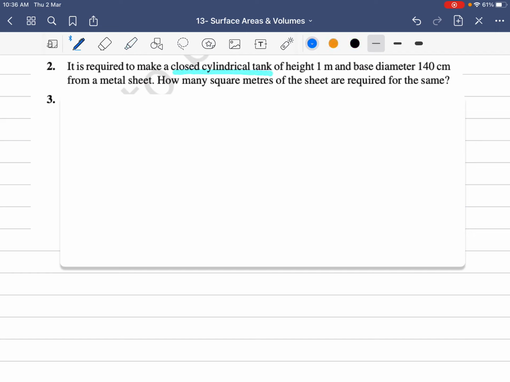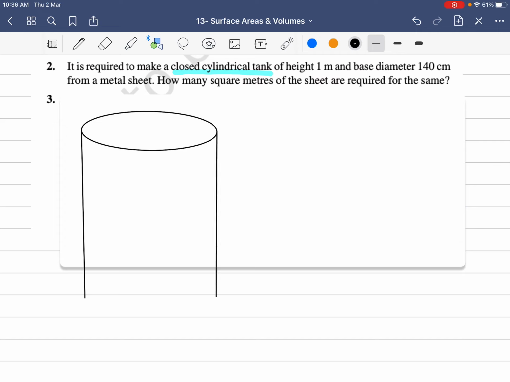So first of all, let's quickly draw a simple closed cylindrical tank. Something like this. This is our circle, and this is the height, and this is our another circle. Okay, so this will be our closed cylinder tank of height 1 meter. So immediately let's make a note of height. So this is our height. I'm just going to write here h is equal to 1 meter.